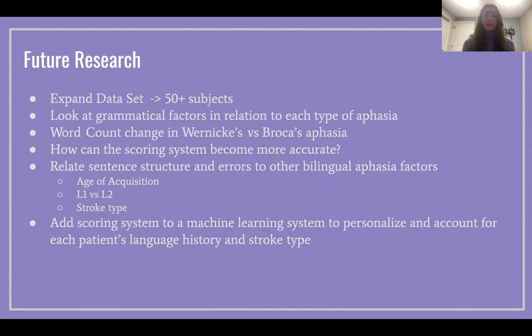Because I only looked at aphasia errors and bilingual errors, I'd also like to look at how the age of acquisition, the language 1 versus language 2, and the stroke type affect the language proficiency and how they affect bilingual errors.